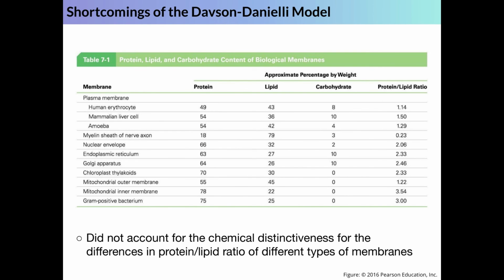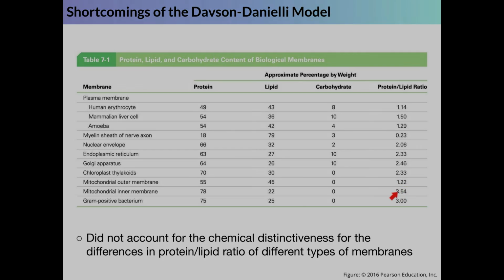Finally, the protein sandwich model that was proposed by Davson and Danielli did not take into account differences between different types of membranes. If there was a layer of proteins above and below a lipid bilayer, then all membranes should have the same protein to lipid ratio. But this is not the case. Membranes from different cell types and from different organelles have different protein to lipid ratios. For example, if we compare the outer and the inner mitochondrial membrane, we see that the protein to lipid ratio of the outer membrane is about 1.2, while that of the inner membrane is approximately 3.5.